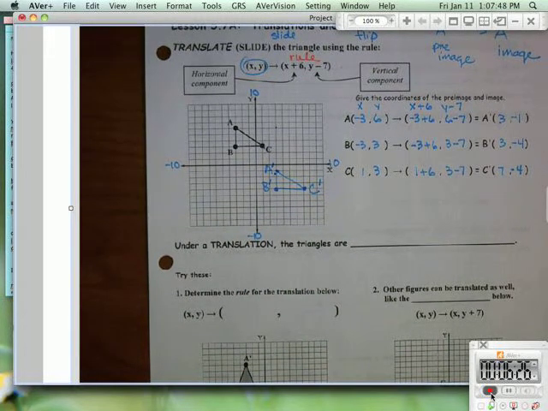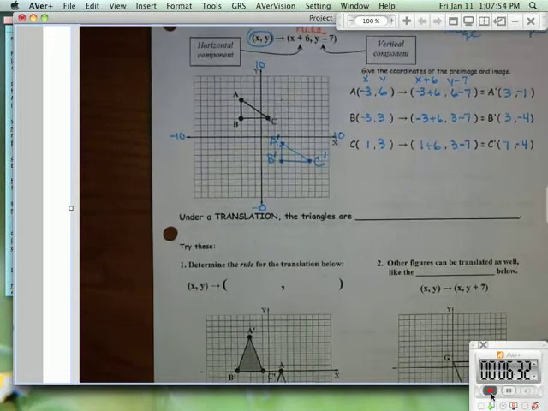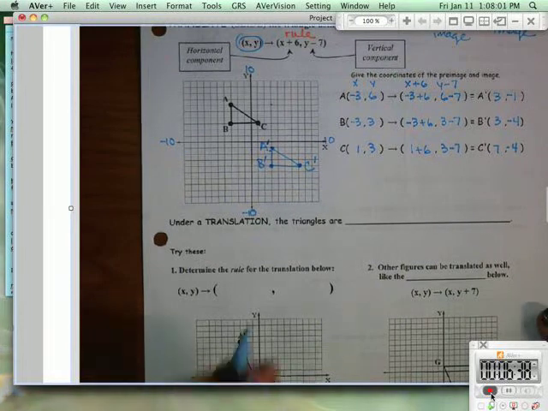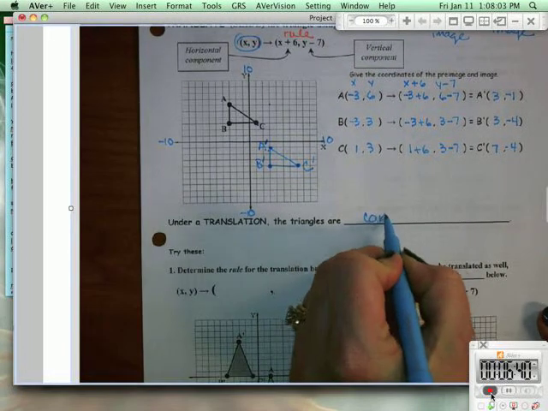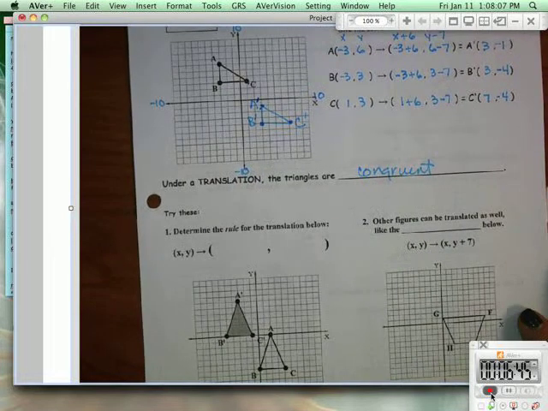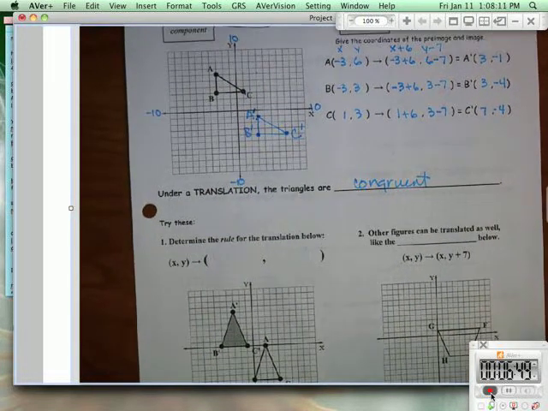So no matter what, if it says x plus 6 and y minus 7, you just go from that point, whichever direction, up or down, left and right. Under translation, the triangles are congruent. They stay the same size and shape. They just move. All right, so that's kind of what we're going to do for this one.